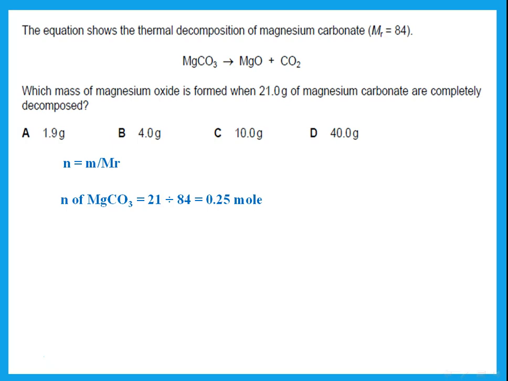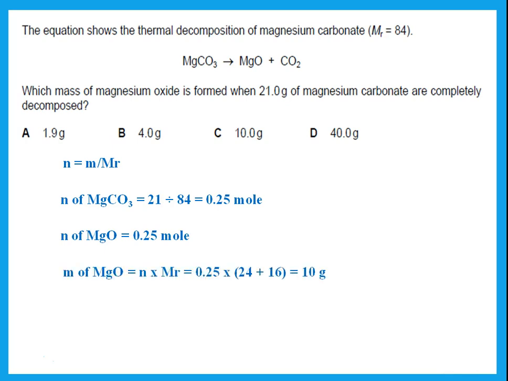Now, what is he asking about? He's asking about magnesium oxide. So I look at the equation and try to relate the number of moles. What is the number of moles of magnesium oxide compared to the magnesium carbonate? They are the same. So if the number of moles of magnesium carbonate is this, then it is the same as the number of moles of magnesium oxide. And that means that to get the mass, the number of moles times the MR of magnesium oxide comes out to be 10 grams. Okay.